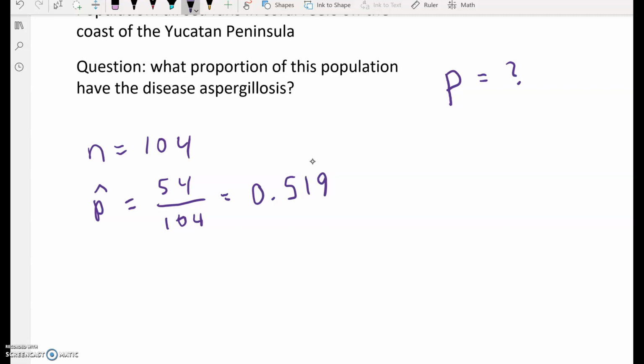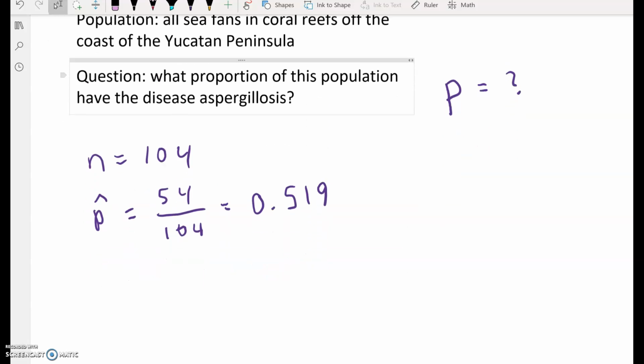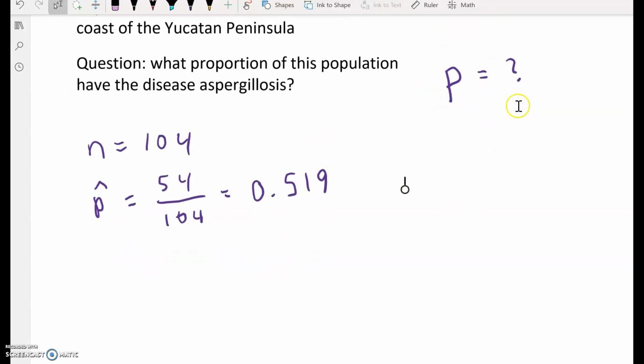Now, what else do we know? Well, from the last chapter, Chapter 17, with sampling distributions, we know that even though we don't know what the real population percentage is, the sample result is probably, assuming it's an unbiased sample, somewhat close to the real percentage of sick sea fans in the entire coral reef community off the coast of the Yucatan Peninsula, because we know from the simulations we've done in the last chapter that most samples are somewhat close.